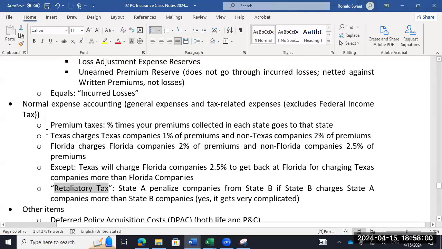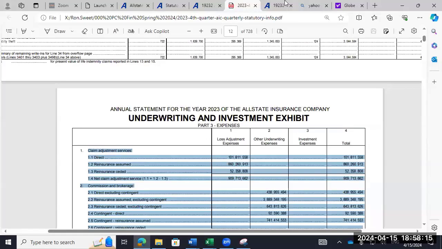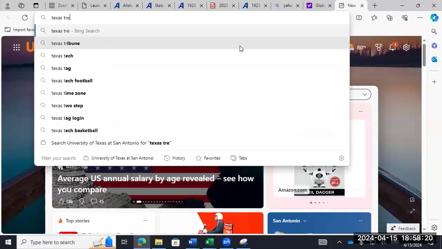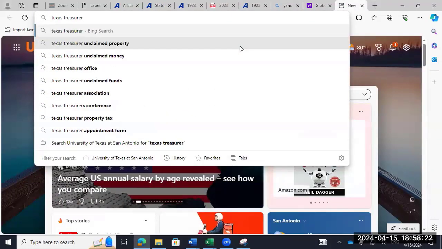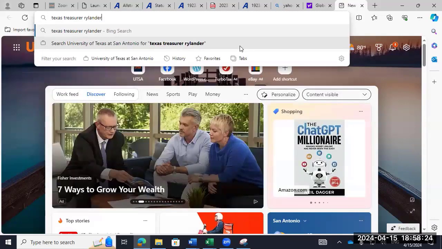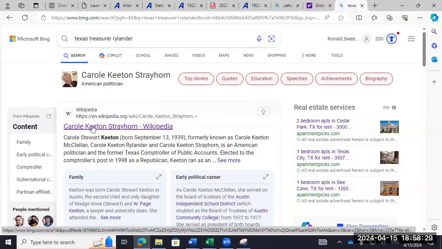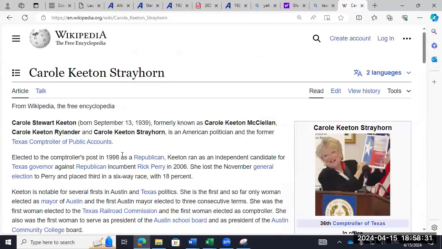USAA got sued by the state of Texas because the state of Texas thought USAA wasn't paying its franchise tax. And there was a state treasurer called Rylander. I don't know if y'all remember her, probably before, y'all probably weren't even alive. Well, let's see if she's still out there. Texas treasurer Rylander. She's out there. Carole Keeton Rylander. Do y'all remember her? Is she still alive?